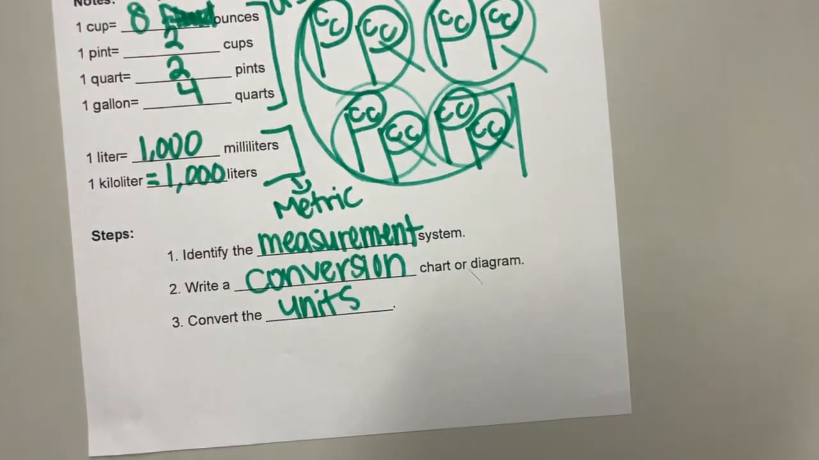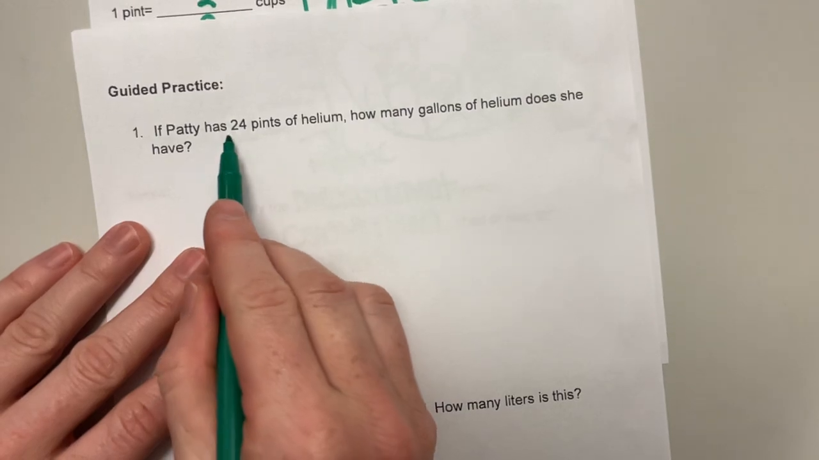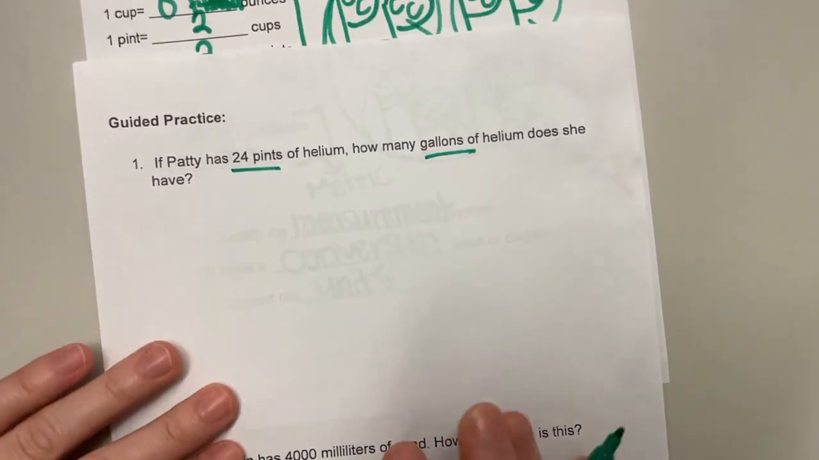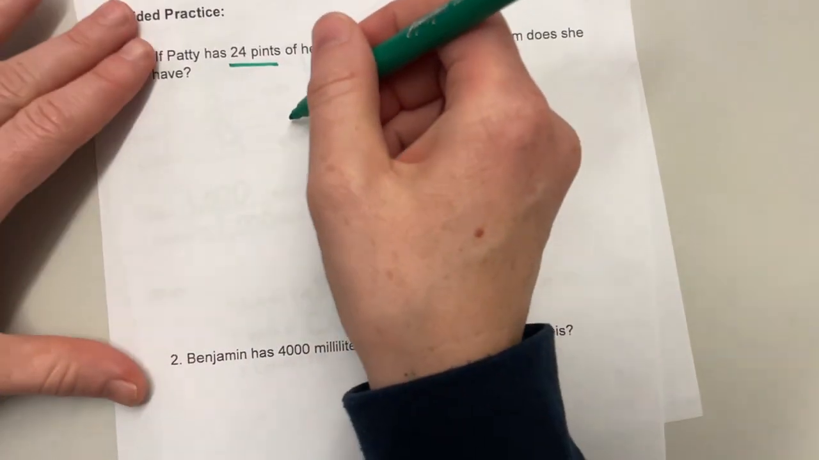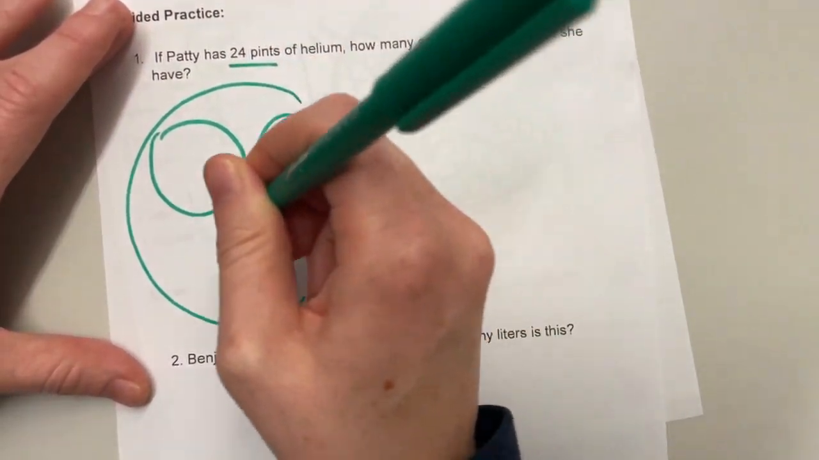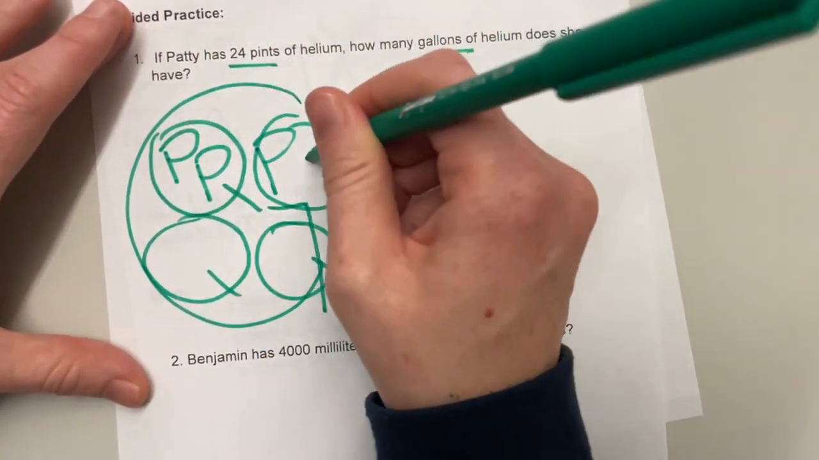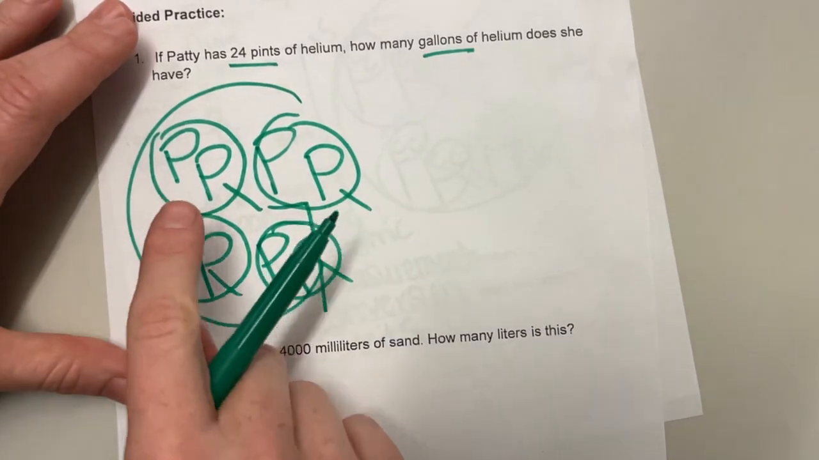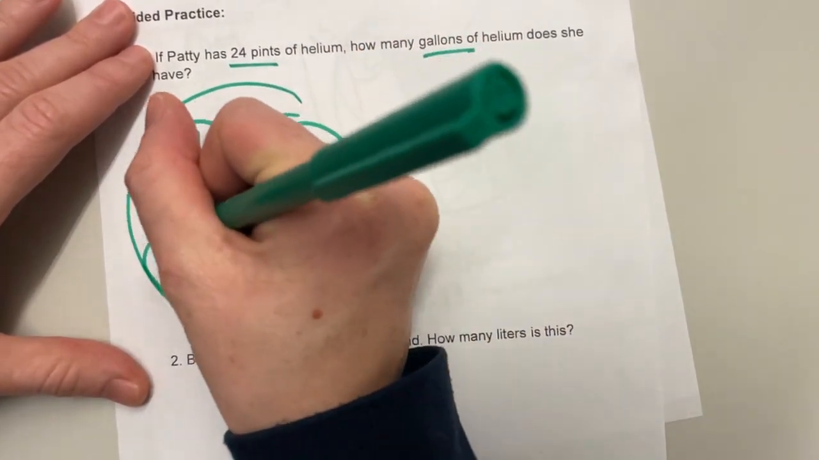Okay, you're getting out your pencil. First problem says, if Patty has 24 pints of helium, how many gallons of helium does she have? So I'm dealing with the US system, so I need to draw my gallon land. So in gallon land, there are 4 queens. Each queen has a prince and a princess. And each prince and princess has 2 kids, 2 children, so I put C's for those 2 children.